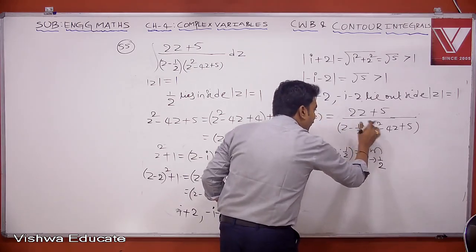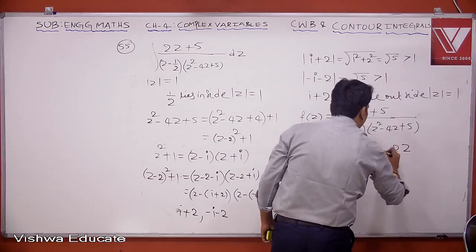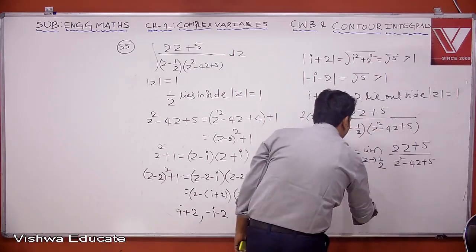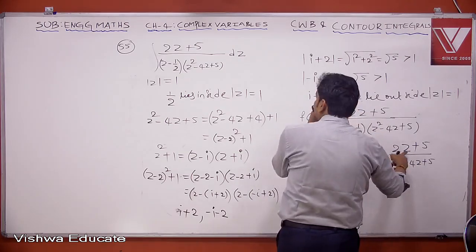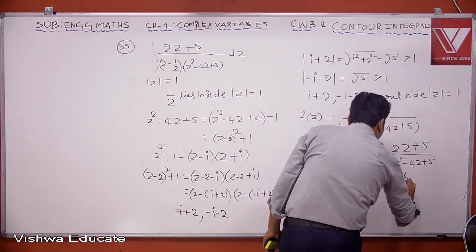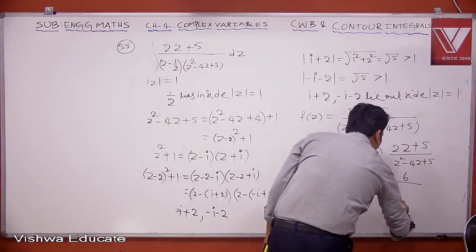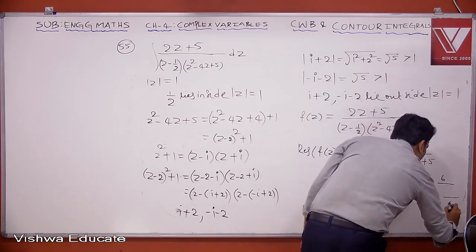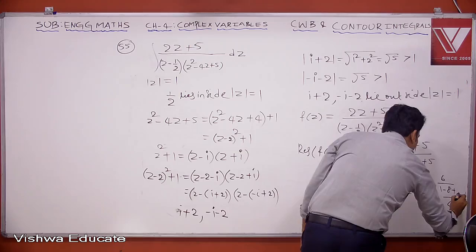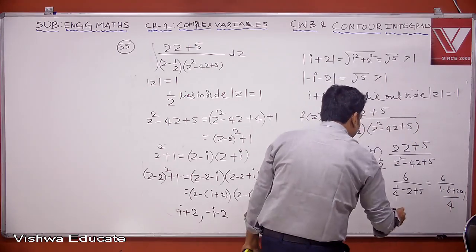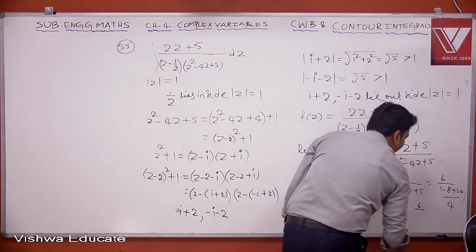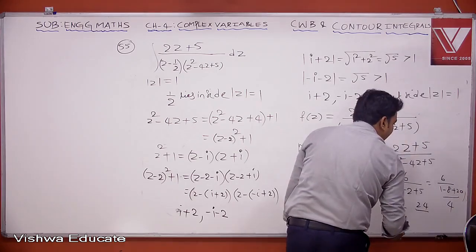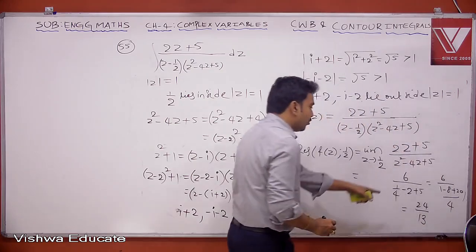The z minus 1 by 2 term will be cancelled. So limit z tends to 1 by 2 of 2z plus 5 by z square minus 4z plus 5. Replace z by 1 by 2. So the numerator becomes 2 into 1 by 2, which is 1, plus 5, so 6, divided by 1 by 2 whole square, which is 1 by 4, minus 4 into 1 by 2, which is 2, plus 5. The LCM is 4, so this is 1 minus 8 plus 20. So this expression is 6 into 4, 24, divided by 21 minus 8, this is 13. So the residue is 24 by 13.